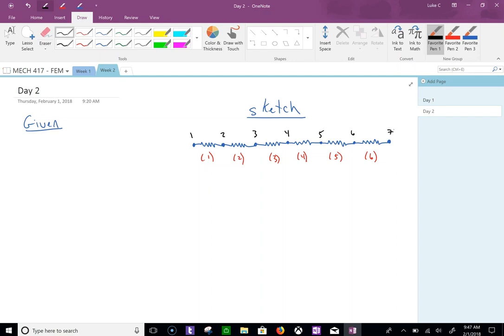Okay. So what were the 2 terms? The node and the element. So there's 6 elements and 7 nodes in this case. What are the boundary conditions? And the inside temperature, right? So T1 equals what? 20, right? 20.